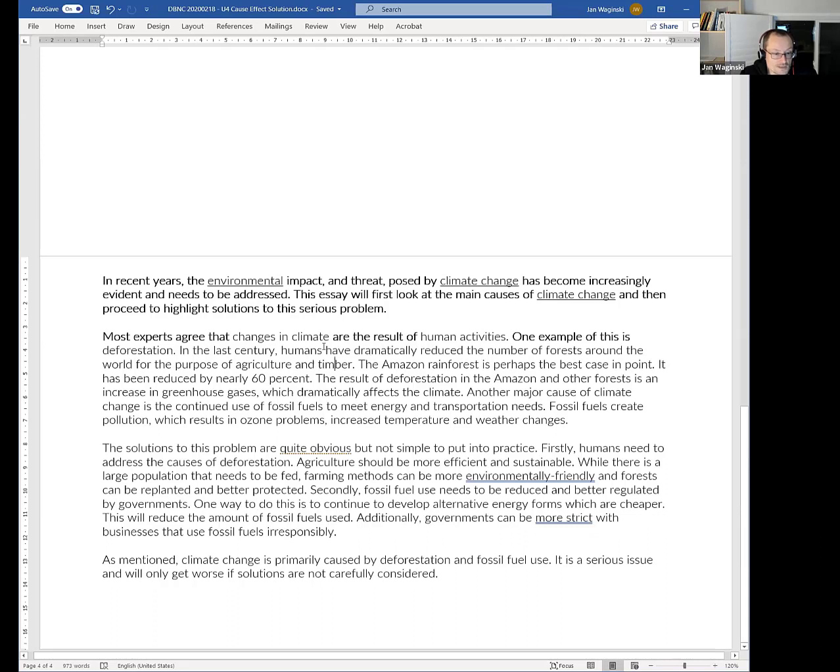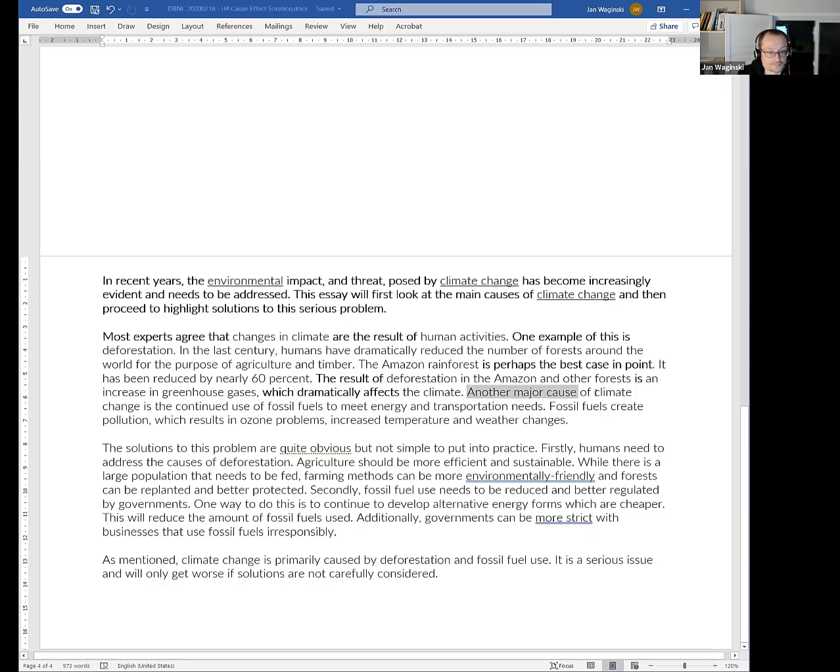Okay, human activities. An example of human activity is chopping down forests. Then he gives a specific example. Amazon rainforest is perhaps the best case in point. This is a good phrase. Case in point means an example that proves the point. It's been reduced by nearly 60%. So, the result of this is a problem which dramatically affects the climate.